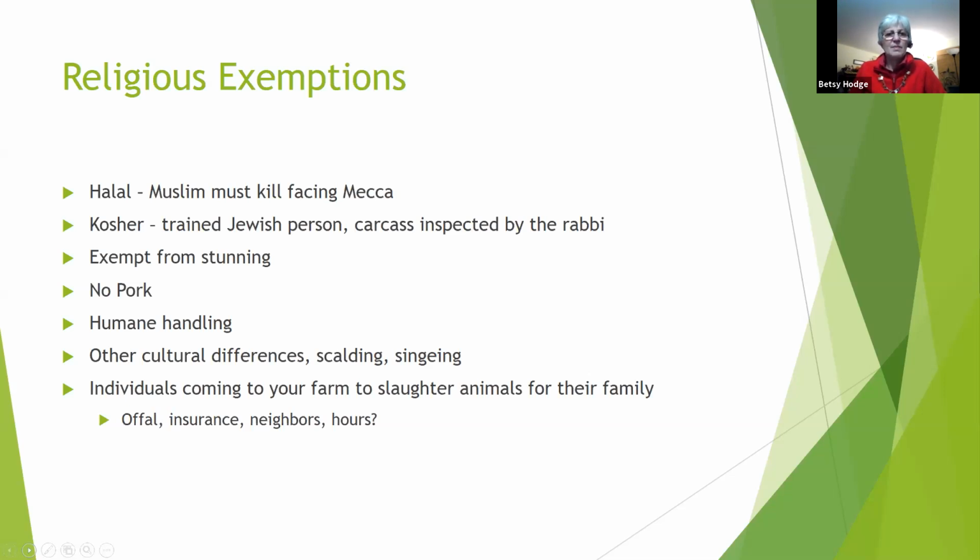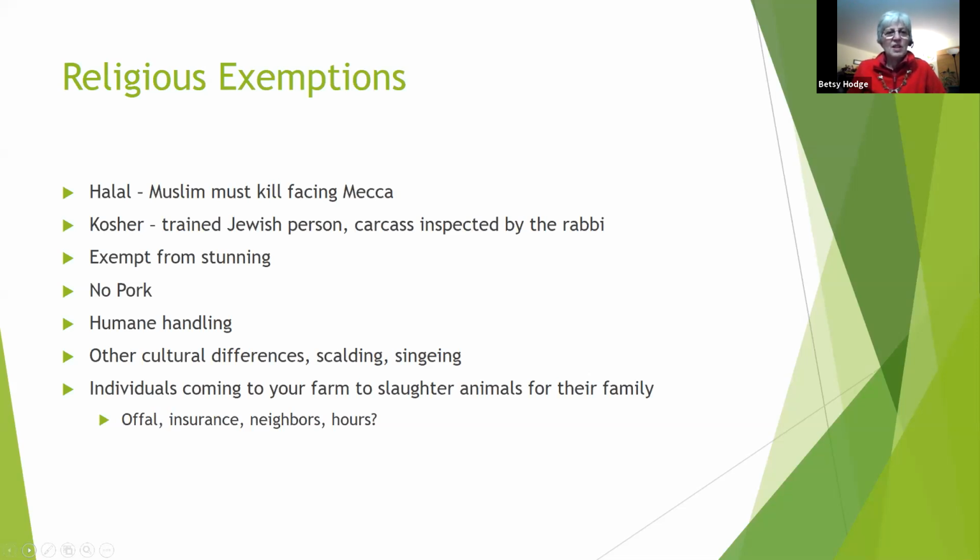by the rabbi. There are farms that are allowing Muslims to come to their farm and actually slaughter the animals on their farm, which is okay. You need to be a little careful because you've got people with a sharp knife, and sometimes you have kids running around, and you need to be sure not going to upset the neighbors and that sort of thing.